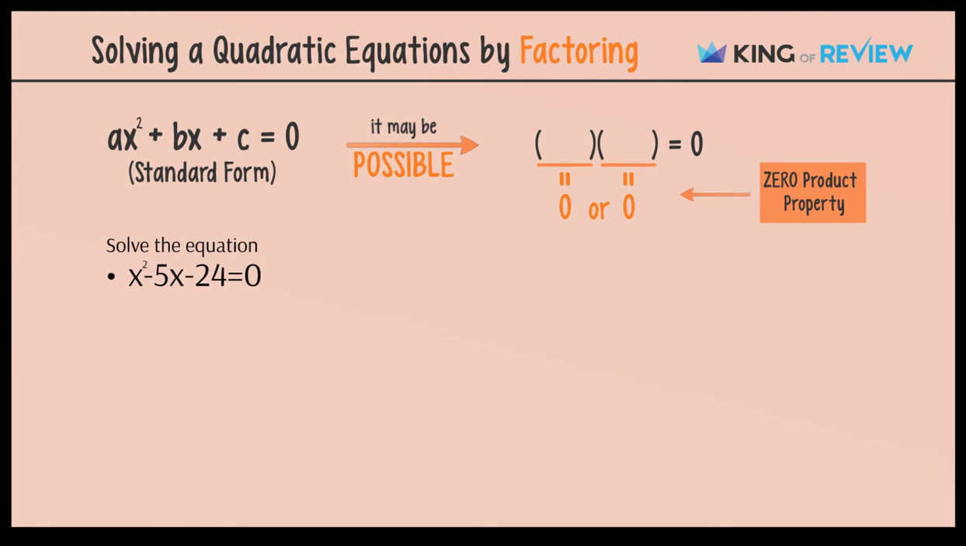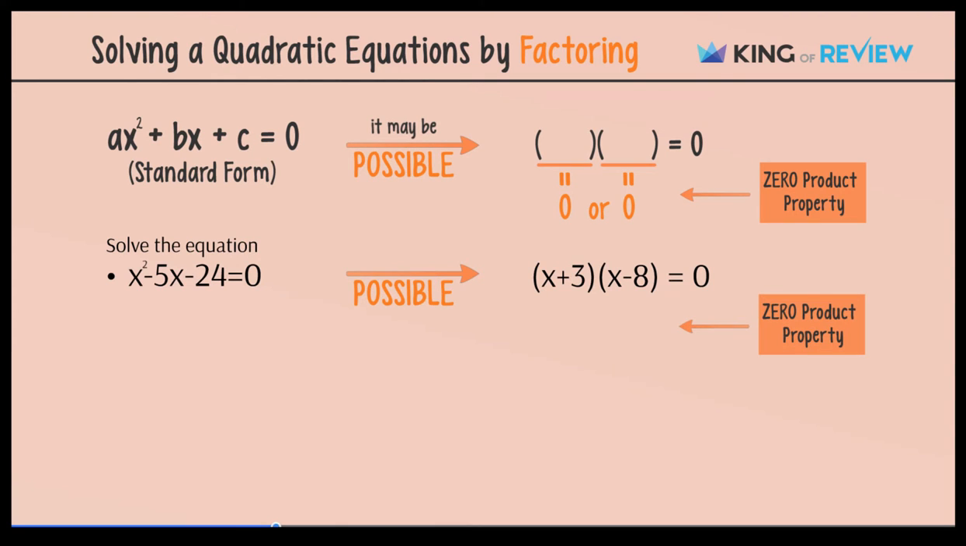Let's solve the equation x squared minus 5x minus 24 equals 0 together. You know this quadratic equation is already in standard form. And it is possible to factor it as x plus 3 times x minus 8 equals 0. If a product equals 0, one of its factors has to be equal to 0. This is called the zero product property. Either the first factor x plus 3 must equal 0, or the second factor x minus 8 must equal 0.